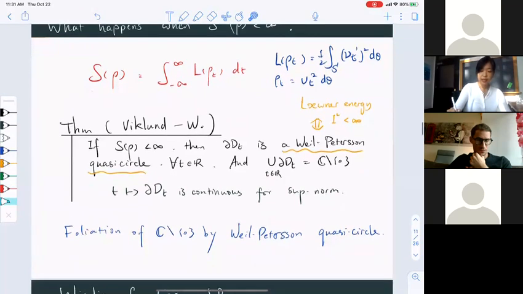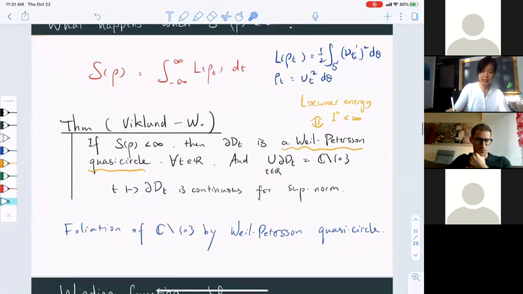So in this way, we just say that rho generates a foliation of this twice-punctured sphere by Weil-Petersson quasicircles. It just means what is written here, that each of these leaves is a Weil-Petersson quasicircle and their union is this twice-punctured sphere and they move in a continuous way.